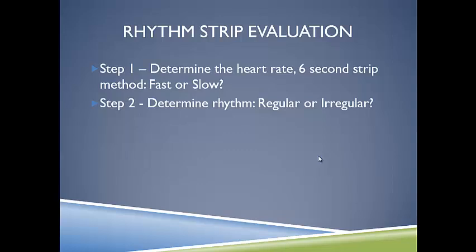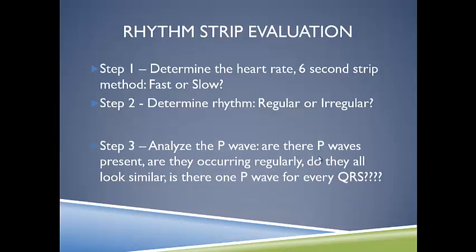If all the complexes are at those regular intervals, it's regular. If they fall in between the lines you have drawn and it looks irregular, it is irregular. So we need to know how fast it is and if it's regular or irregular. You're already halfway there with knowing what kind of rhythm you have.